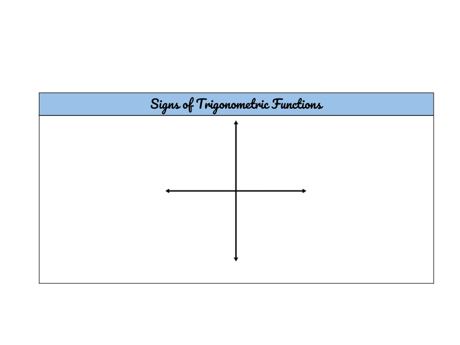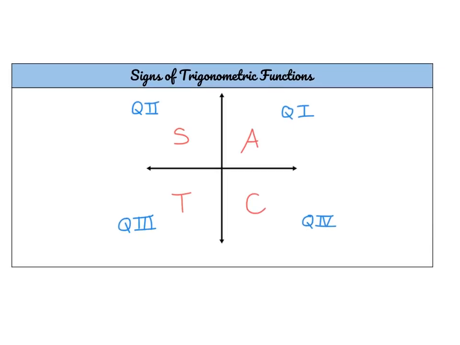Alright, so the first thing we're going to talk about is how to determine the sign of your trigonometric function based on quadrant. So remember, this is called quadrant 1, this is called quadrant 2, quadrant 3, and quadrant 4. There's a little trick that people use to remember which functions are positive in each quadrant, and it goes like this. All students take calculus, ASTC, so that's how I always remember it.